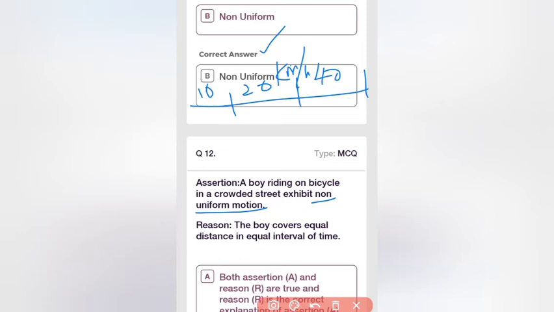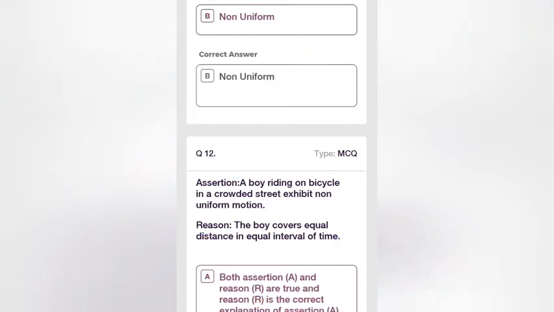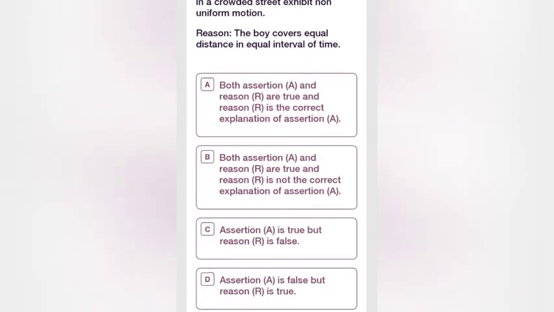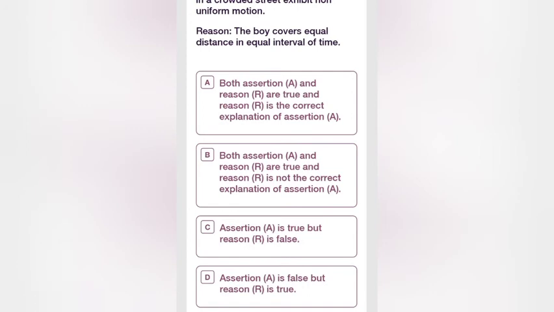The boy covers equal distance in equal intervals of time. Is he covering equal distance? No, he is covering unequal distance in equal intervals of time. So reason is false. Assertion is true. So shall we check which will be the option? Assertion is true, reason is false. So option C is the correct answer.